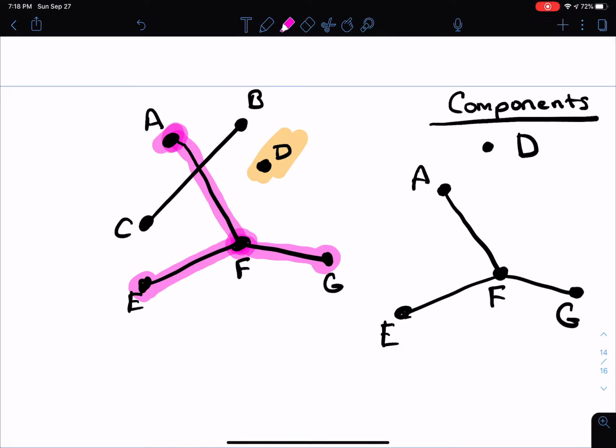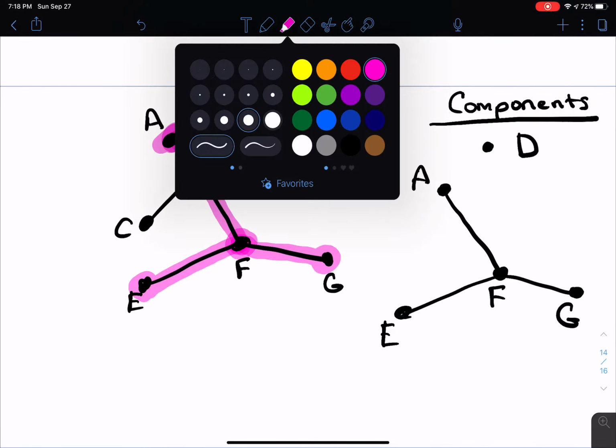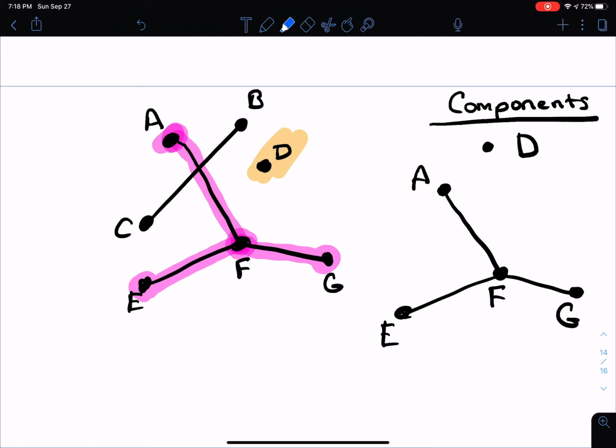And then let's do another color. Let's do blue. So if we start with C now, it has an edge connecting it to B, and that's it for that one. So that's another component. So this graph has 3 components. It's a disconnected graph, but then we just were able to identify those 3 components.